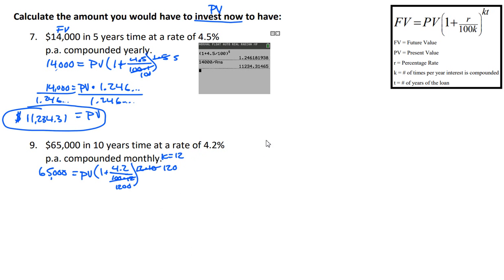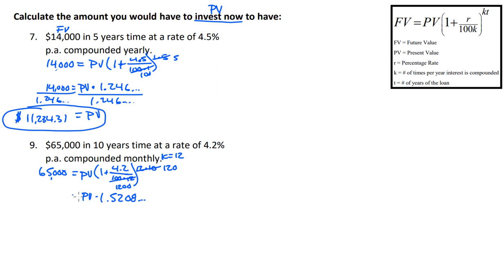So we bust out our calculator and let's plug this in here. We've got parentheses 1 plus 4.2 divided by 1200, not 12,000, all to the 120th power. And that gives us 1.5208. And that's our present value times that should equal 65,000.